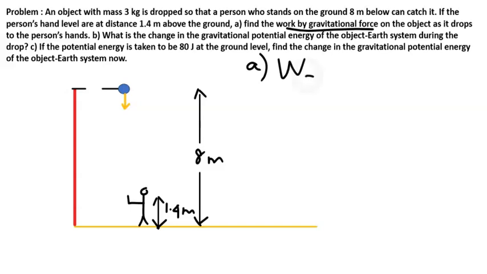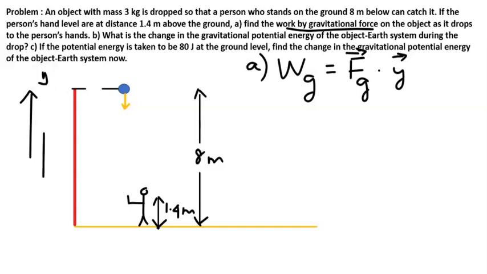Now we know the work done by the gravitational force equals the gravitational force, in this case the weight, dotted into displacement, let's call it y. Now the motion is in the vertical direction, so if the upward direction is positive y-axis, the downward motion is parallel to the minus y-axis. So the unit vector along the y-axis is j hat, so minus y-axis is minus j hat.